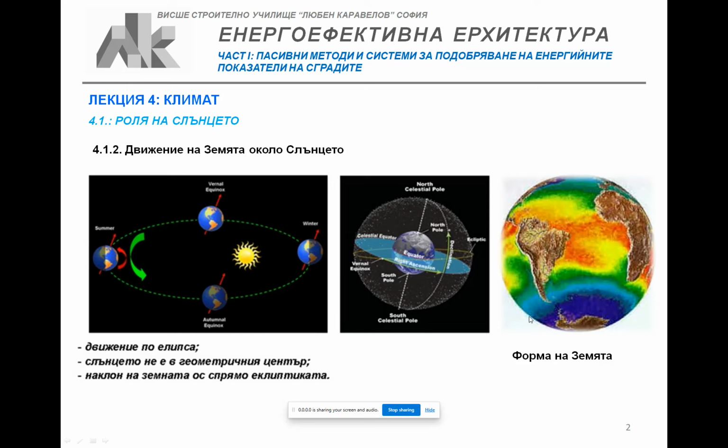The geoid form of the Earth means that the almost parallel sun rays that reach the Earth are not distributed evenly upon the surface. They meet the surface at different angles, and that means that their energy is absorbed in different ways by the Earth's surface and the oceans.